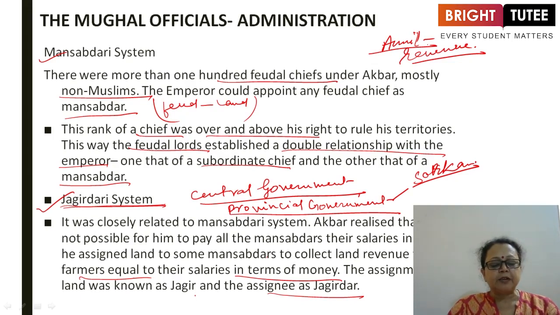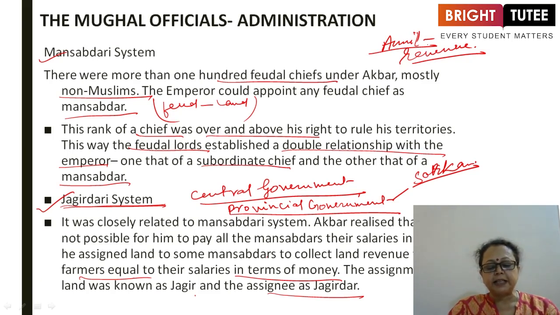The state share was one third of the average produce. The state share was fixed in dams. One rupee was equal to 40 dams or copper coins. The peasants were allowed to pay in cash or kind. In order to commute the state demand into cash, the empire was divided into a number of dasturs. Dasturs were used for the cash payment by the peasants.